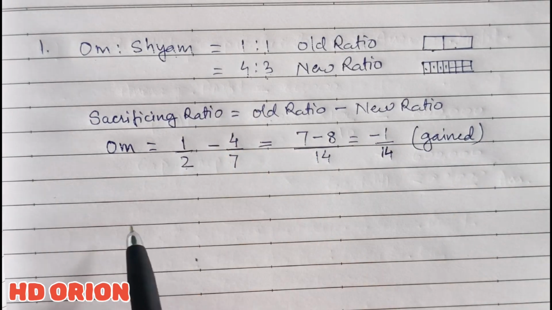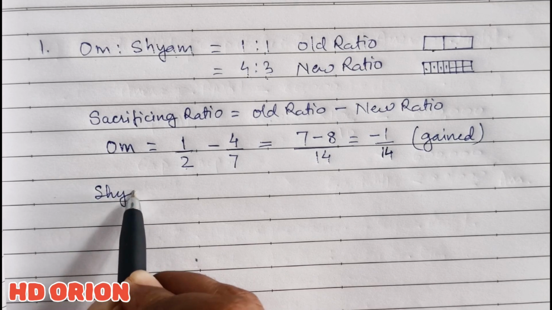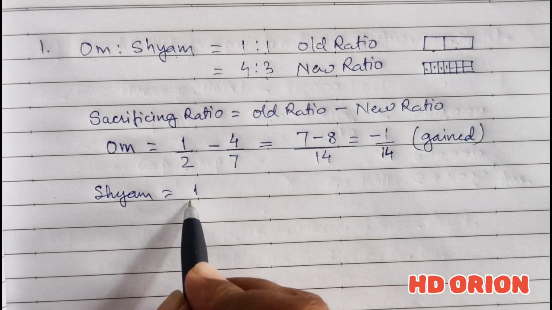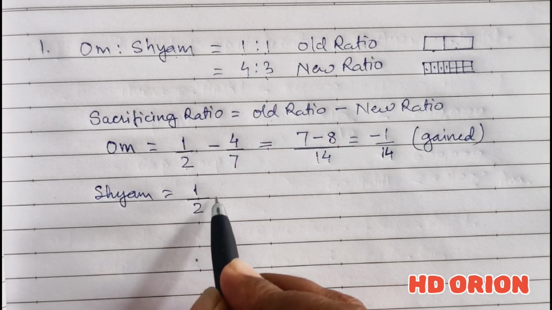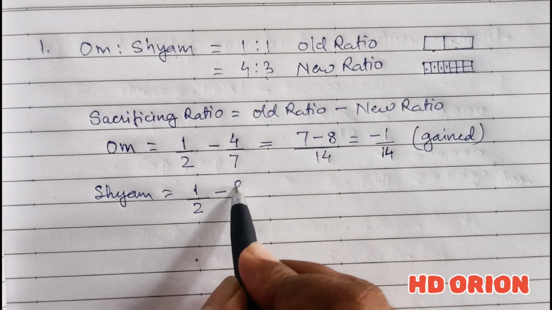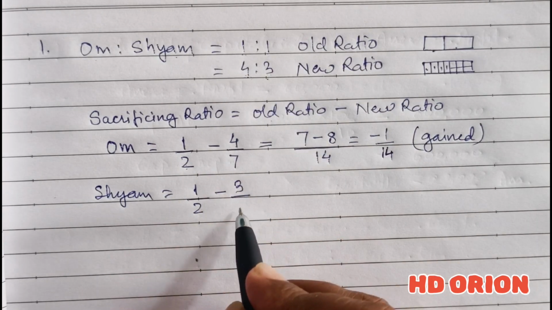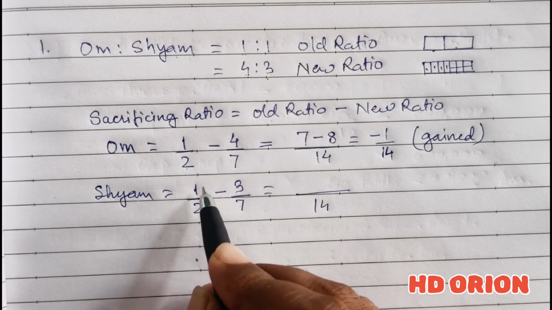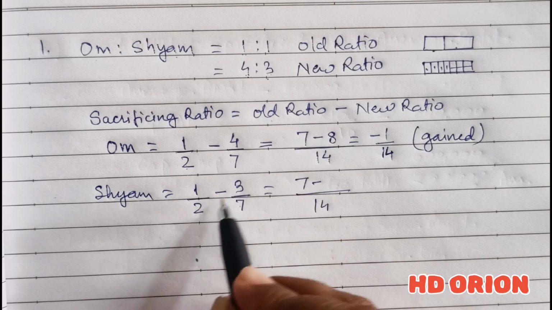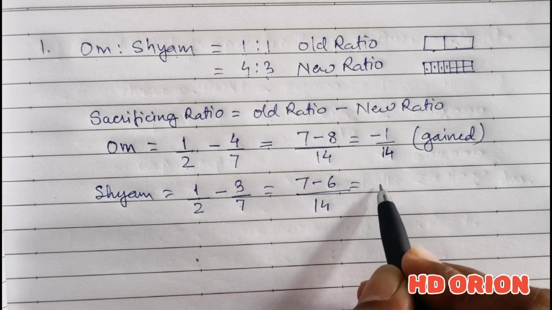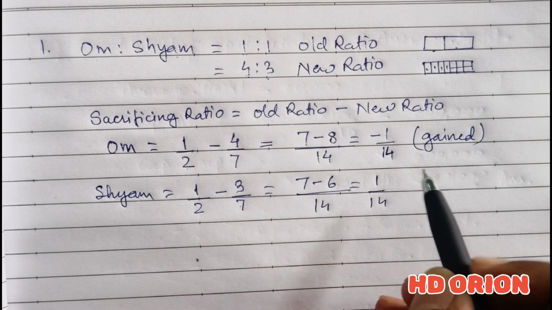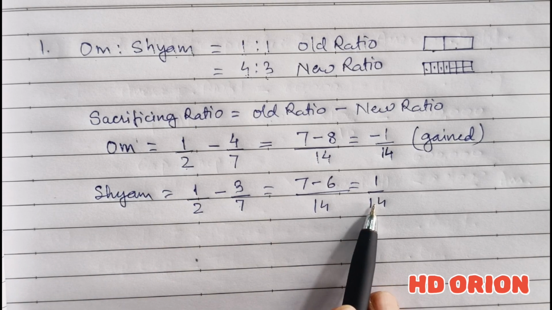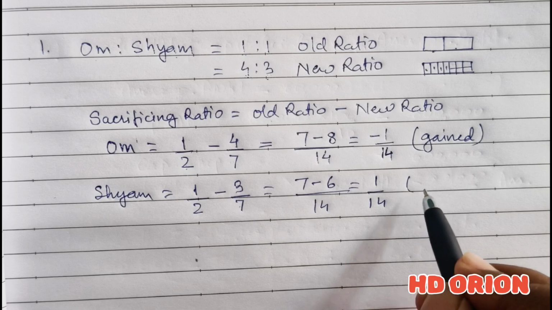Now let us see for Shyam. Shyam's old ratio is 1 by 2. 1 divided by 1 plus 1, that is 2, minus Shyam is 3, so 3 divided by 4 plus 3 is 7. Now LCM is 14. 7 into 1 is 7 minus 2 into 3 is 6. Here comes 1 by 14. Now we are calculating sacrificing ratio and for Shyam it is a positive 1 by 14. So he has sacrificed.